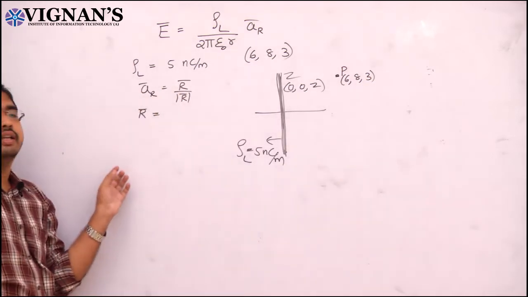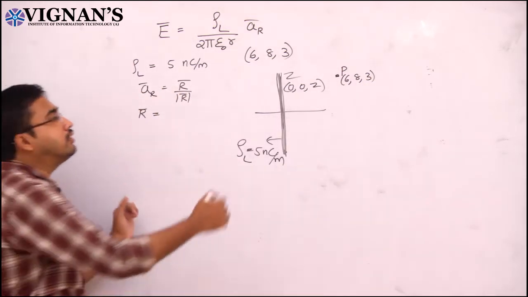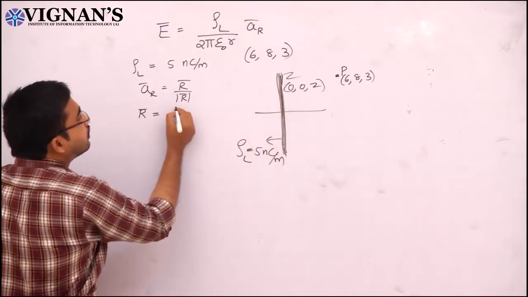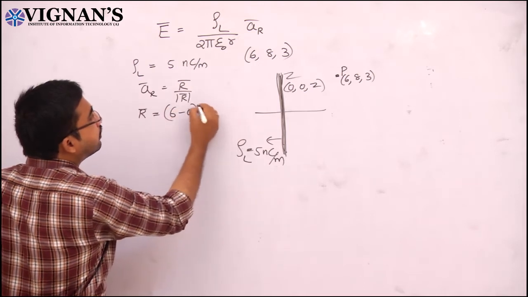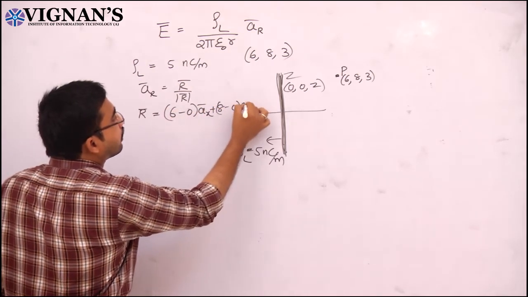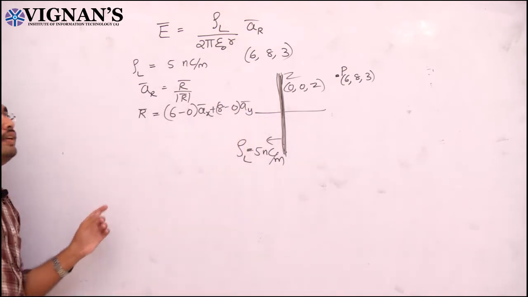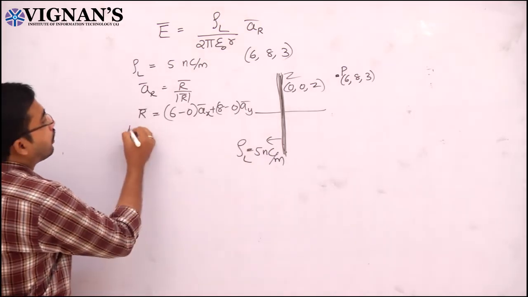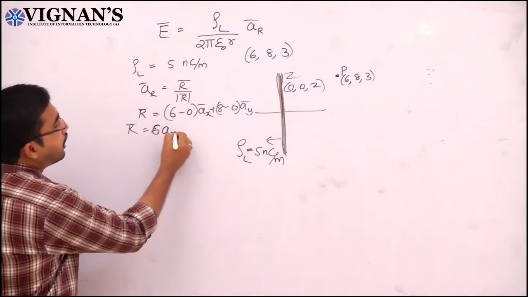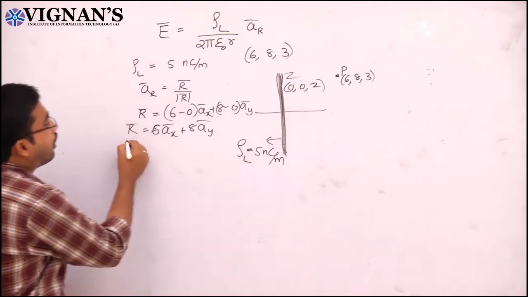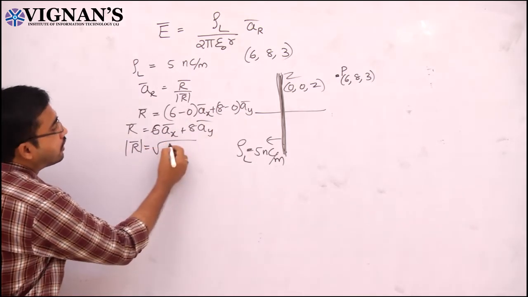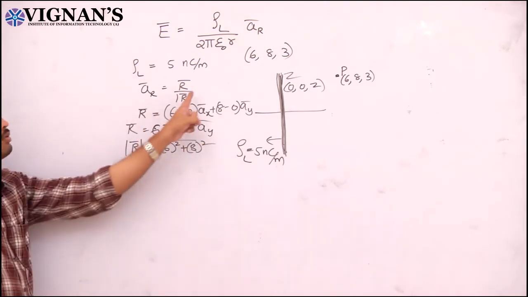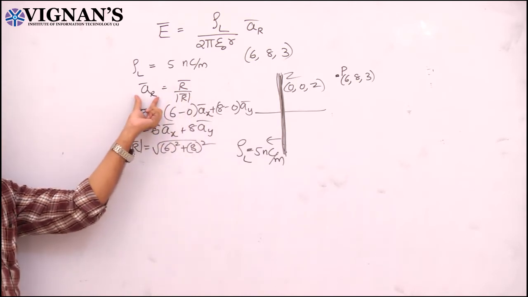We already derived in our previous derivations that we can neglect the z coordinate. That means what is R bar? 6 minus 0 into AX bar plus 8 minus 0 into AY bar. I have explained why we are neglecting this z component, so for that, refer to the derivations. Now your R bar distance vector is 6 AX bar plus 8 AY bar. How to find the magnitude for this? Root over 6 square plus 8 square.